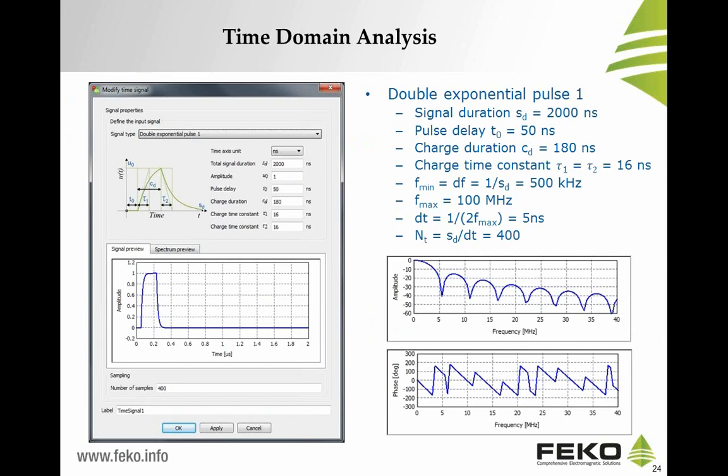Okay, so as a next step, we look at a totally different signal. I've chosen the double exponential pulse here. Again, we have some rise time, some delay, and you can see the frequency spectrum on the right-hand side with the phase. We did the same sort of calculations, chose a signal duration to make sure that the step has died out, added the pulse delay, set our minimum frequency based on the signal duration, chose the maximum frequency and calculated the time step and the number of time steps.